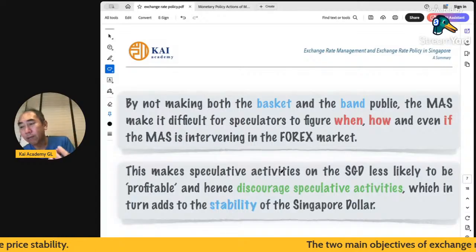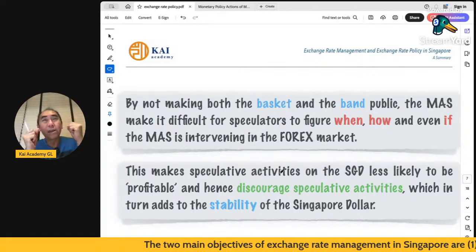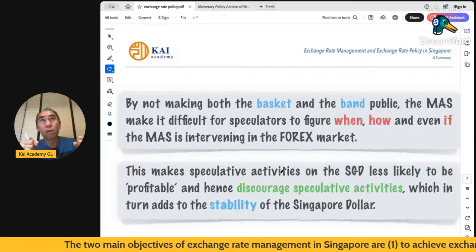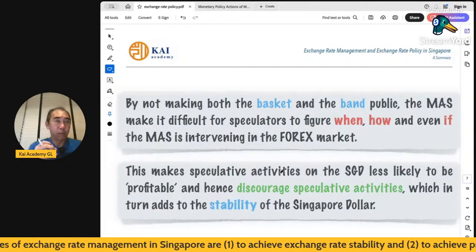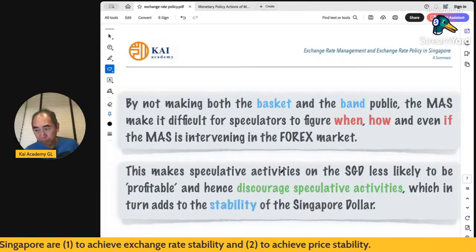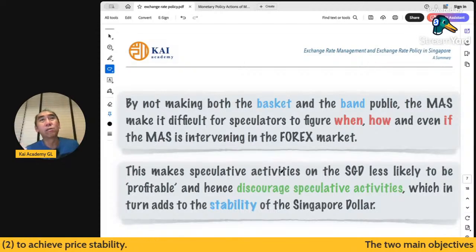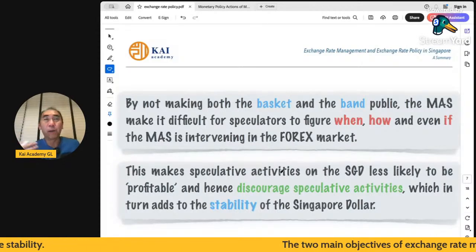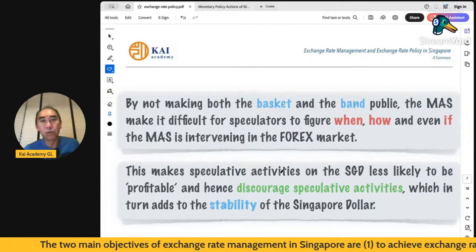Now, the idea here is to keep the band itself not public. And so the NEER itself is not publicly announced in terms of which are the currencies that we use to calculate. The weights that we use to calculate each currency into the average is also not made public. And the band is also not made public. The primary purpose of all this opacity is to try to make it difficult for speculators to be able to reverse engineer from the data when and how MAS will intervene.